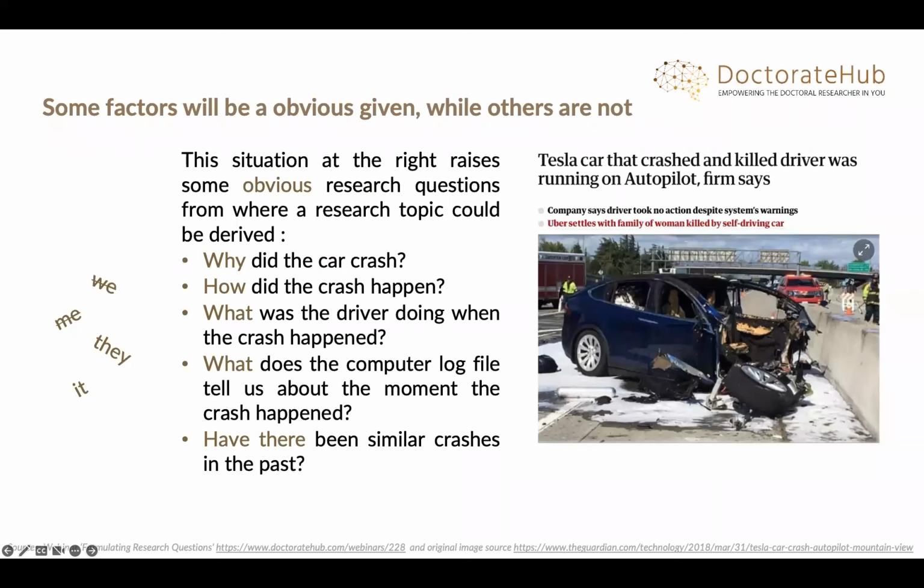So, okay, thanks, Jack. Now, some factors will be obvious while others are not. Now, this situation at the right raises some obvious research questions from where a topic could be derived. Why did the car crash? How did the crash happen? What was the driver doing when the crash happened? What does the computer log file tell us about the moment the crash happened? Have there been similar crashes in the past? Those are good entry questions into a research topic.